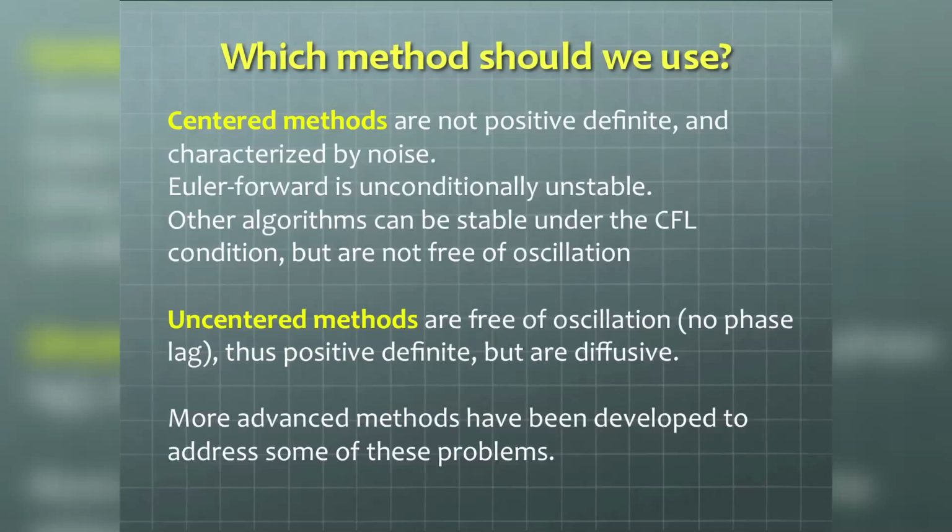How much time do I have? 5 minutes. Okay, just go quickly and conclude this. Centered methods are not positive definite and are characterized by noise. You see that. Euler forward is unstable. Other algorithms can be stable if alpha is less than 1, but are not free of oscillation. Uncentered methods called upstream or upwind are free of oscillation, thus positive definite, but are diffusive. And usually you have to follow also this alpha less than 1.